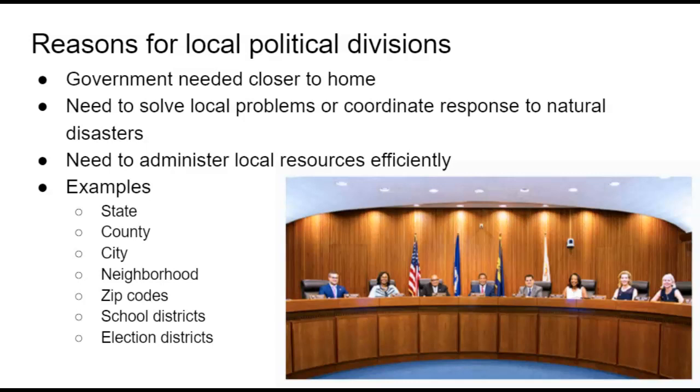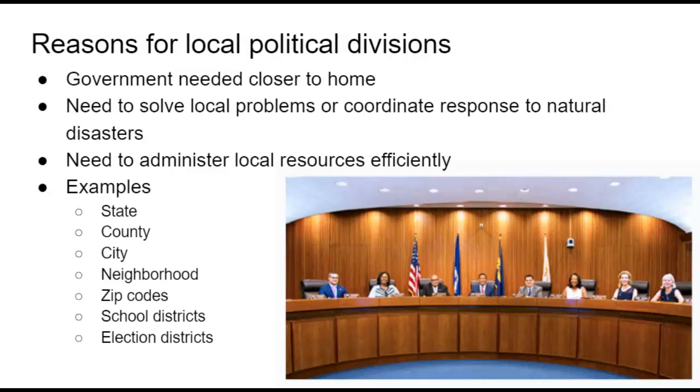So some examples of political divisions are the state, so the state of Virginia. Sometimes countries are also referred to as states as well. So if you ever hear anyone talk about a country as a state, that is valid. Within the United States, we tend to automatically think of a state as a state like Virginia or North Carolina.